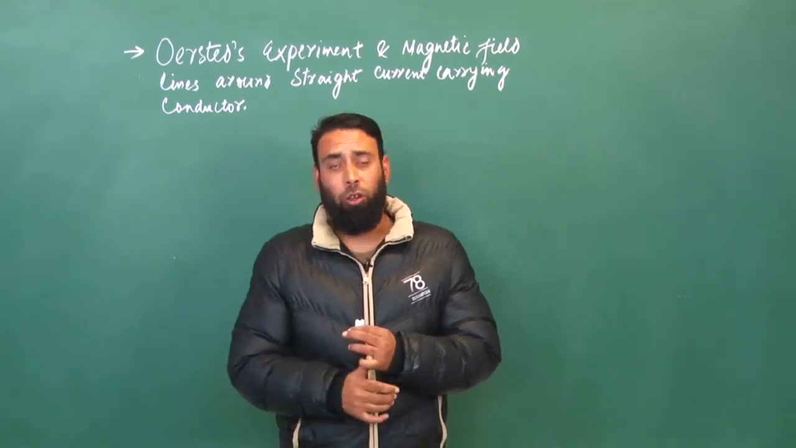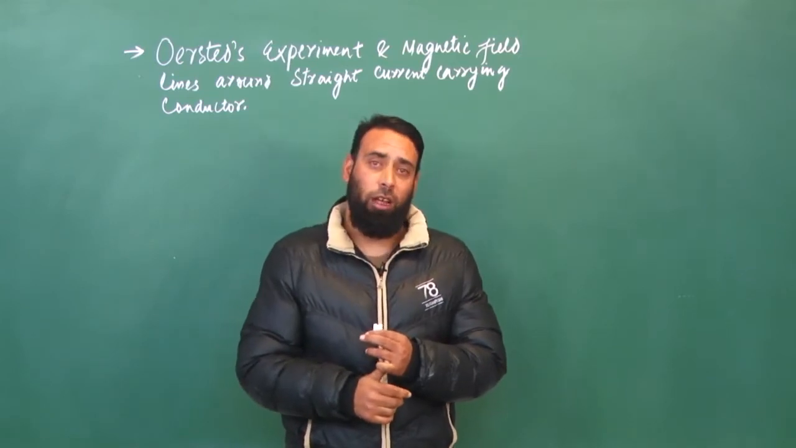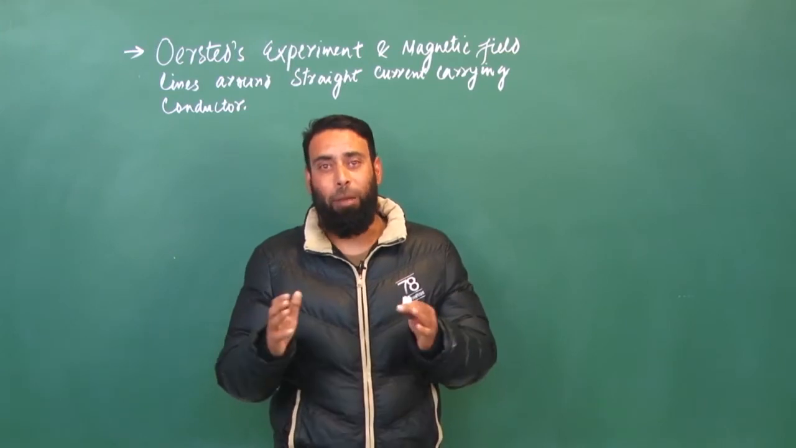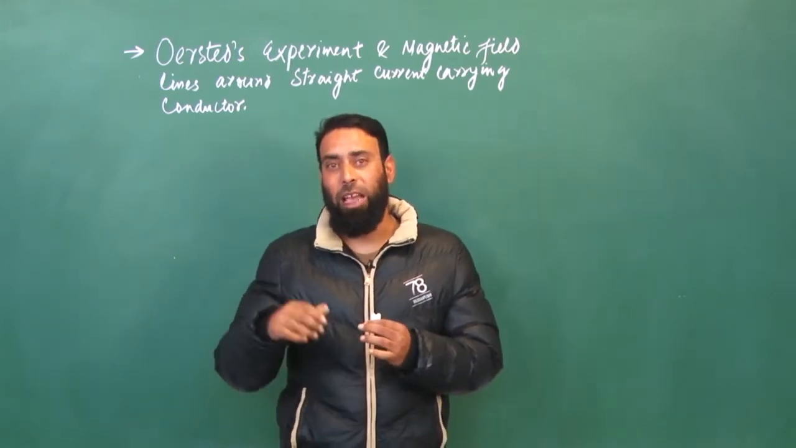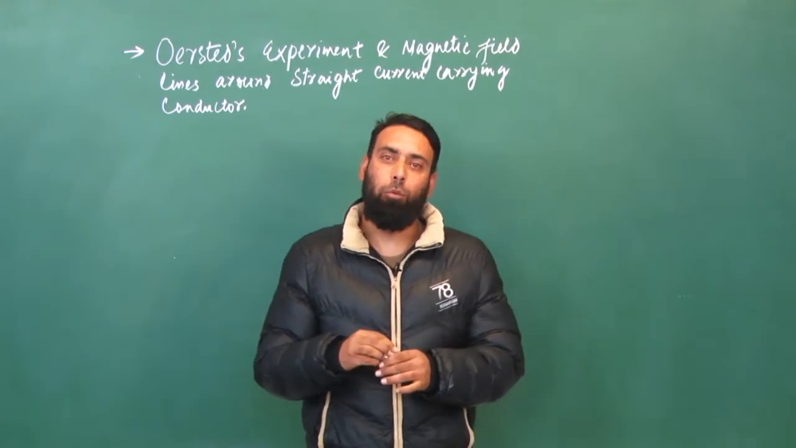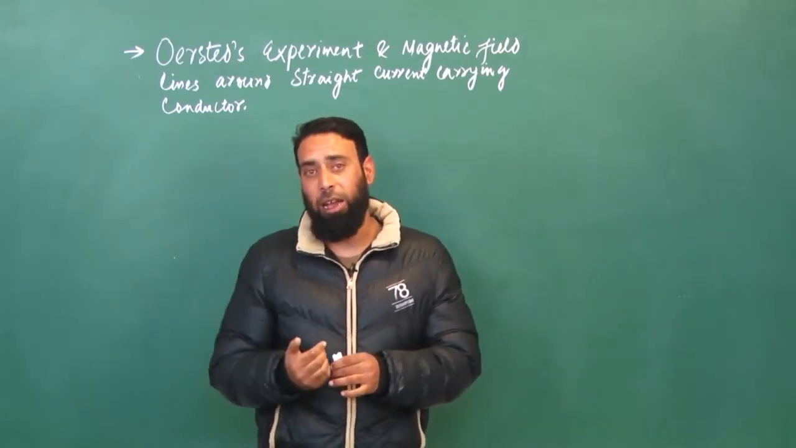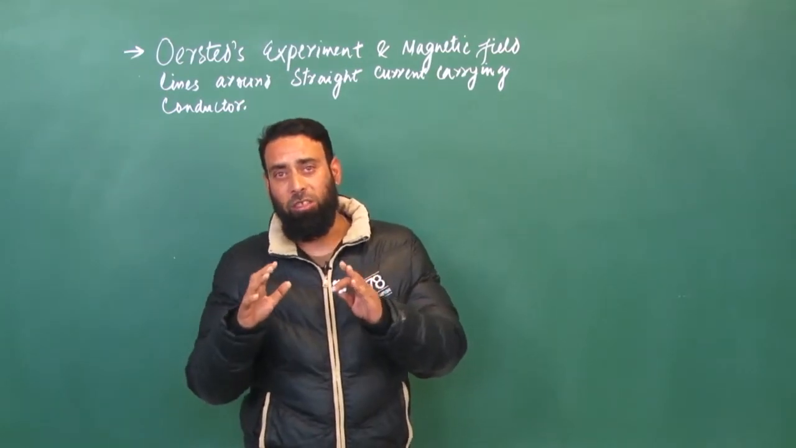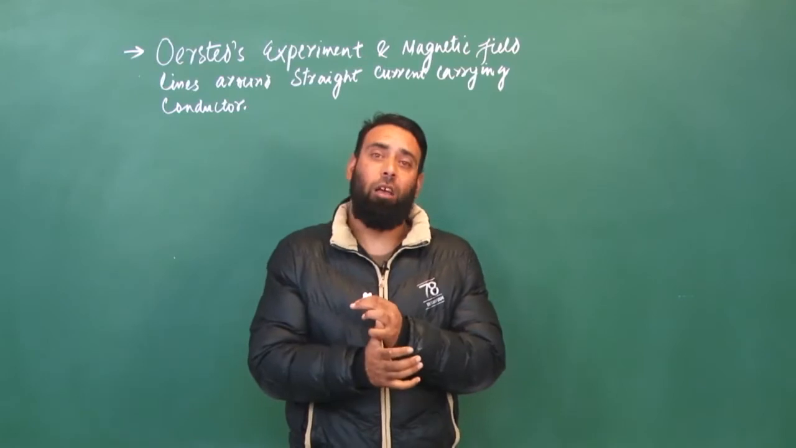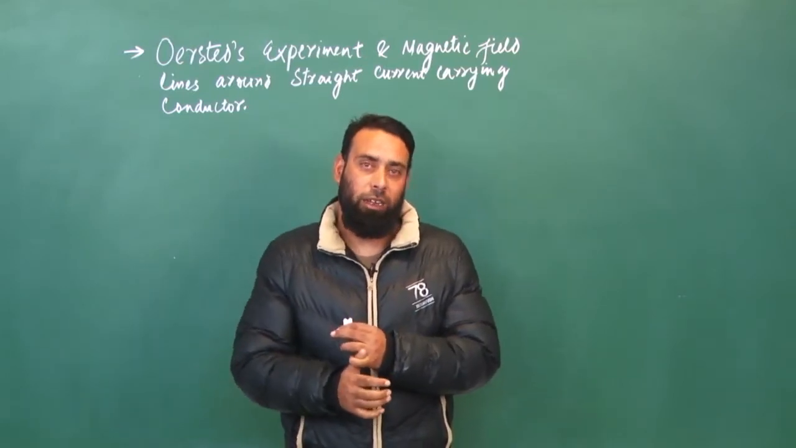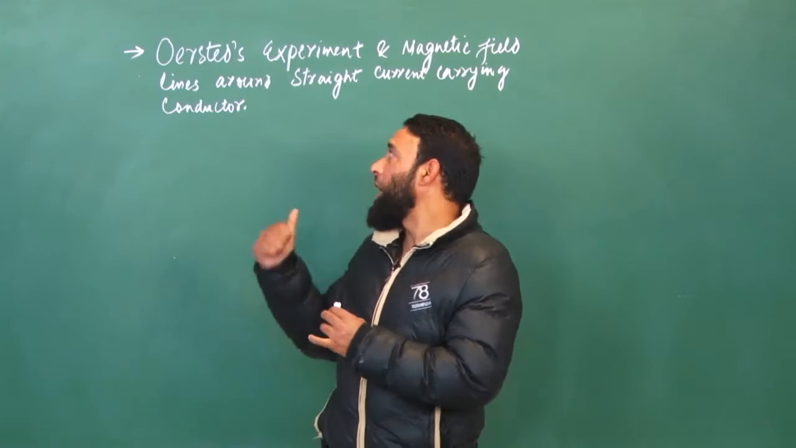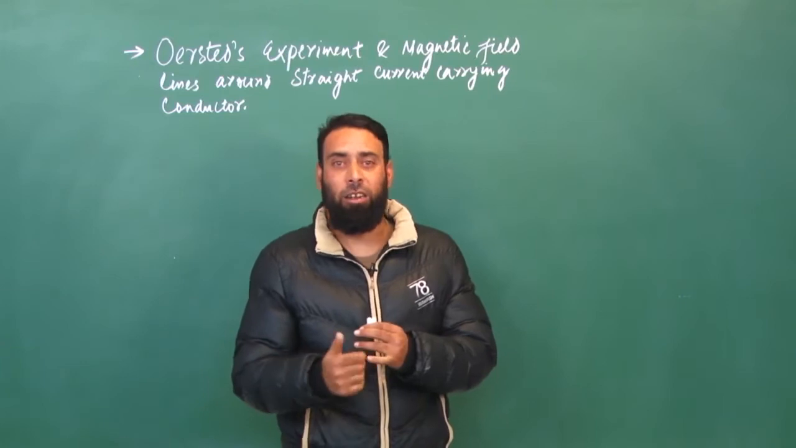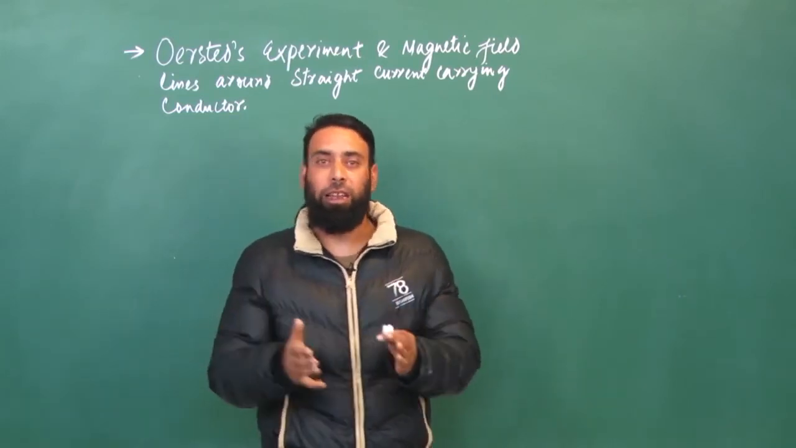Before this, you have learned in the previous video class that the magnetic field is basically composed of magnetic field lines, and these magnetic field lines outside the magnet move from north to south, and inside the magnet they move from south to north. And to see the magnetic field around a straight current carrying conductor, we will start with Oersted's experiment, how Oersted discovered accidentally that magnetism and electricity are related to each other.